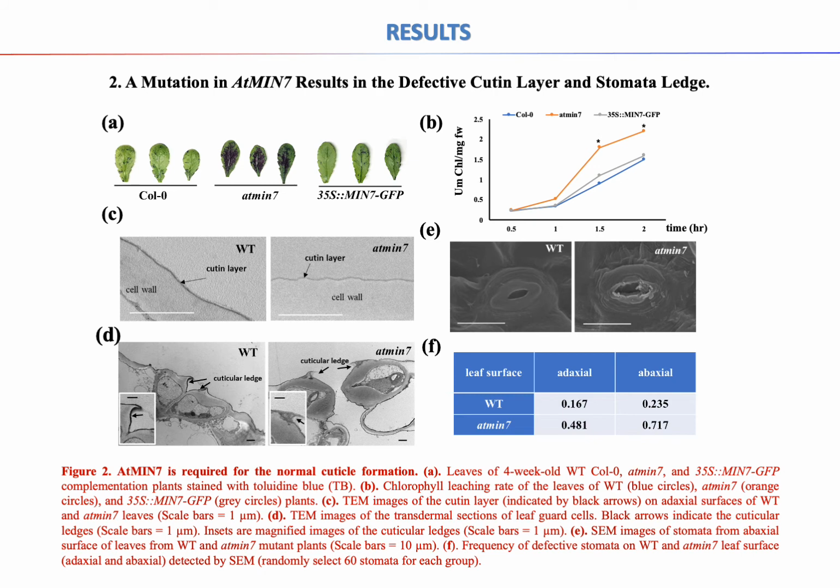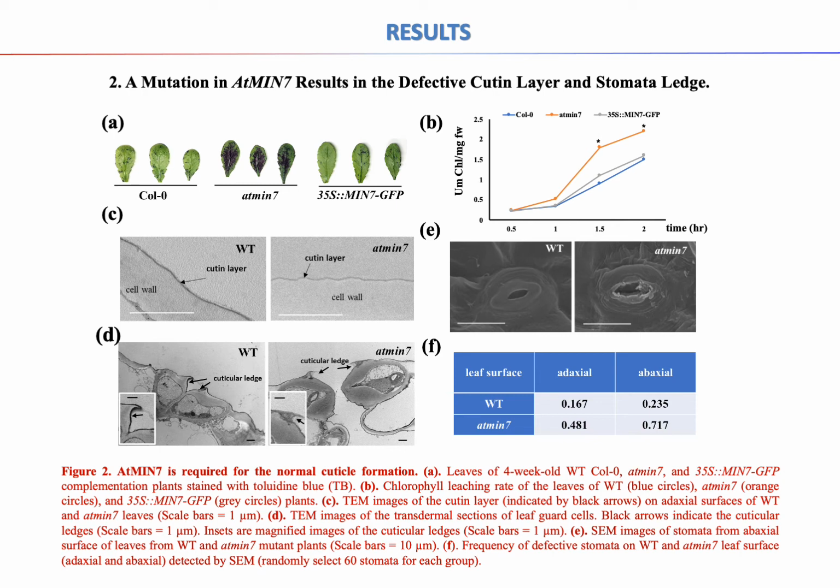Toluidine blue can penetrate plant leaves with a defective cuticle. The mutant was stained by the toluidine blue, not the wild type and the complementation line. Consistent with the toluidine blue staining results, chlorophyll leached faster in the mutant compared with the wild type and complementation line. Through TEM, the cutin layer of the mutant is much thinner compared with the wild type.